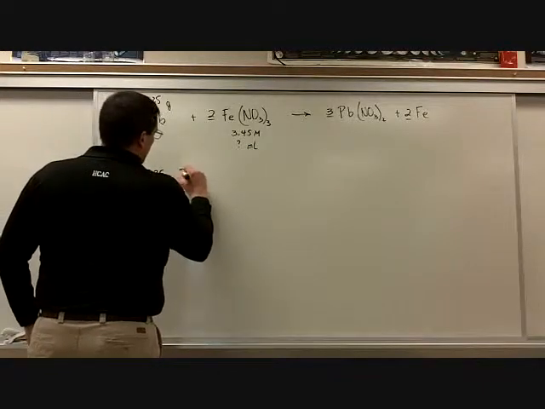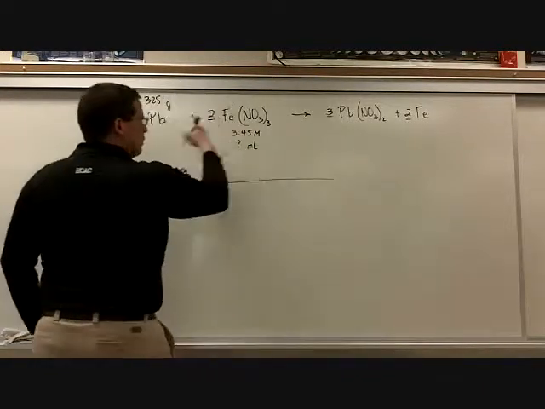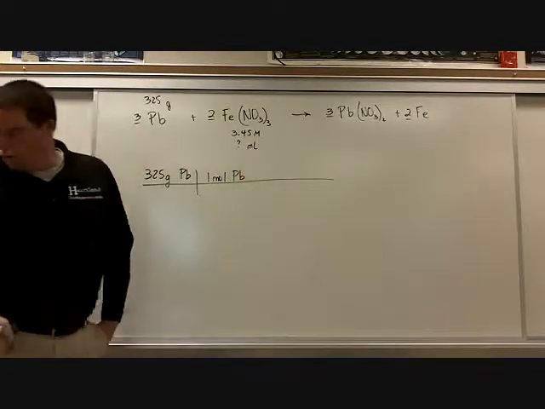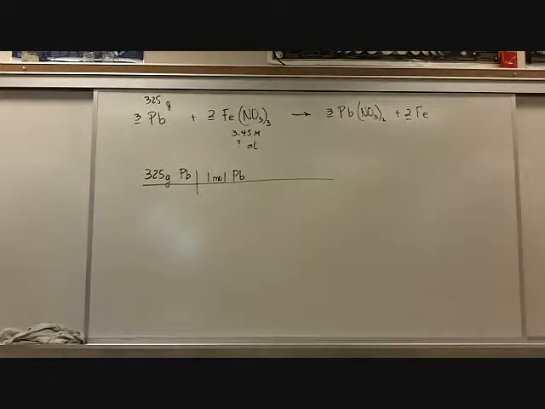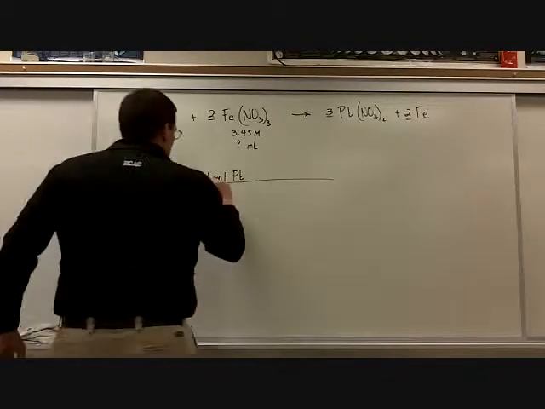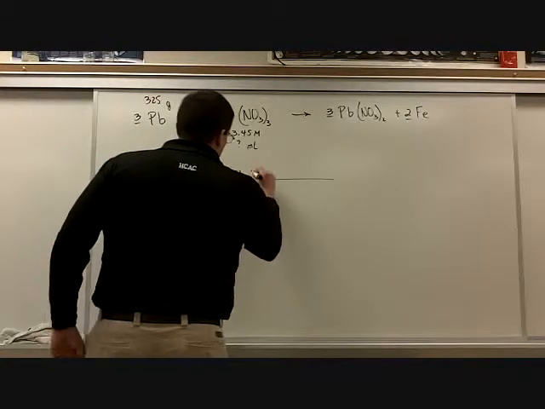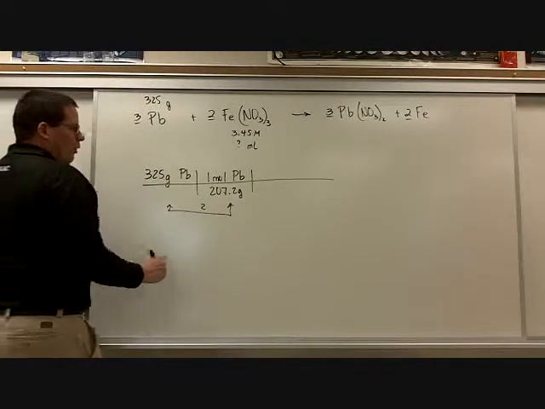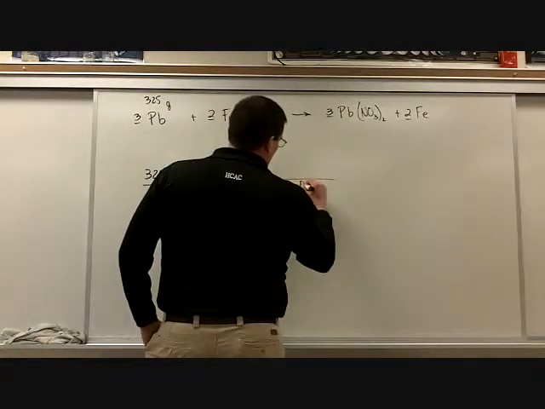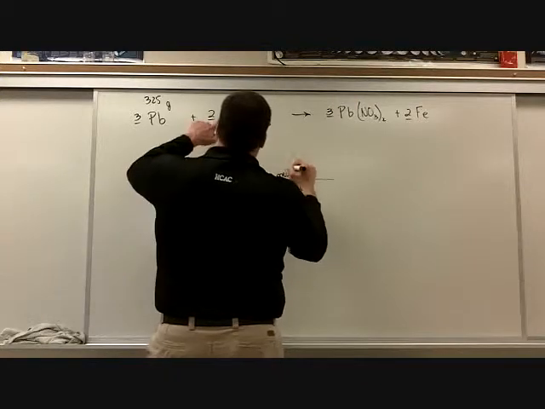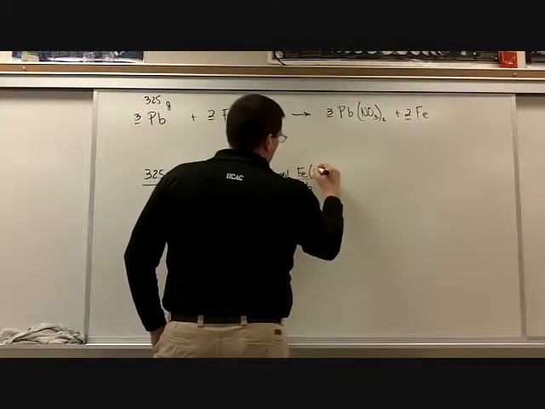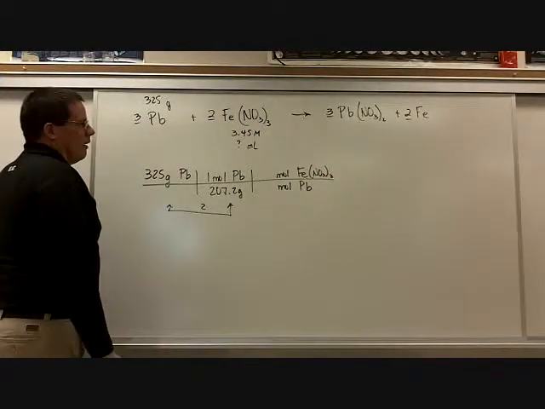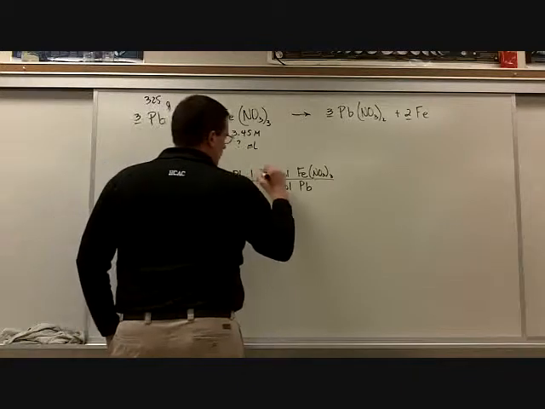So 325 grams of lead. Step 1, write a balanced equation. We did. Step 2, change this into moles of lead, which is 7.2. There we go. That right there, step 2, changes the grams into moles. We want to use the mole ratio, moles of lead compared to moles of iron nitrate. And what numbers go in front of that? 2 and 3. Good.